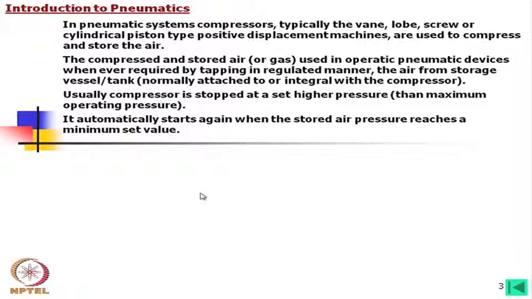This means that, say for the reservoir, 2 megapascal is the upper limit. So, when the pressure inside this reservoir reaches 2 megapascal, the compressor will be automatically stopped, and it will start again at the minimum pressure that you need for the operations. Say, for example, it might be 1 megapascal or 0.7 megapascal, whereas the maximum for some devices is 1.5. So, when it reaches that 0.75 or 1 megapascal, it will start.